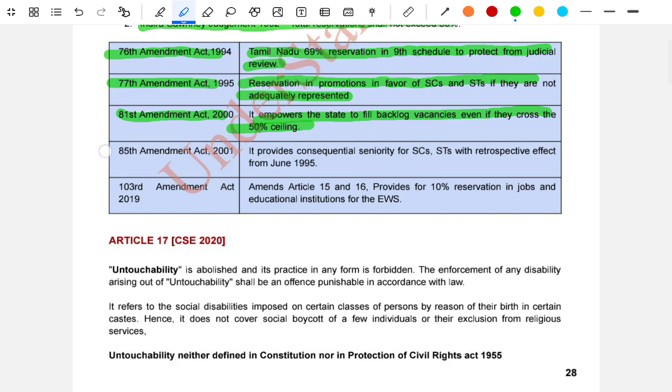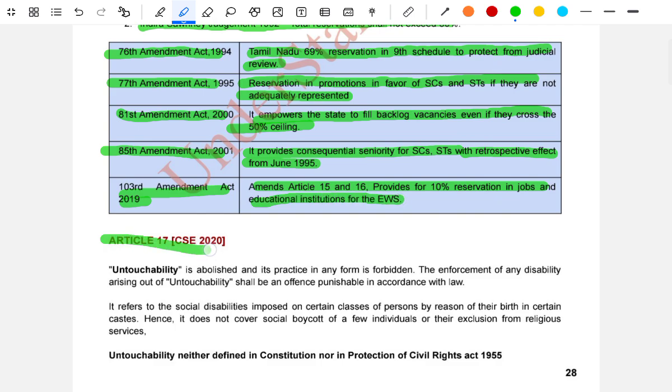The 85th Amendment Act 2001 provides consequential seniority for SC and ST within the promotion, with retrospective effect from June 1995. And the 2003 and 2009 Amendment Acts amend Article 15 and 16, providing for 10% reservation in jobs and educational institutions for the EWS.